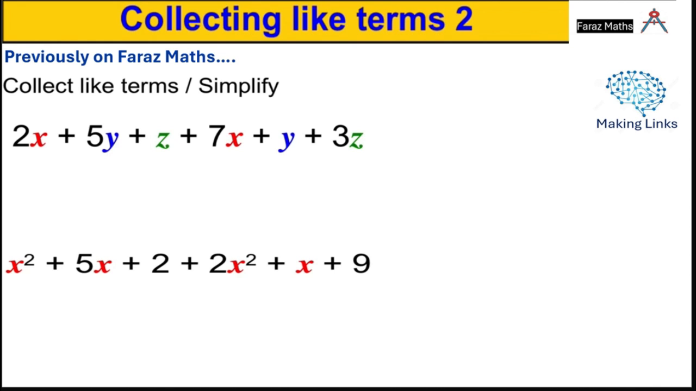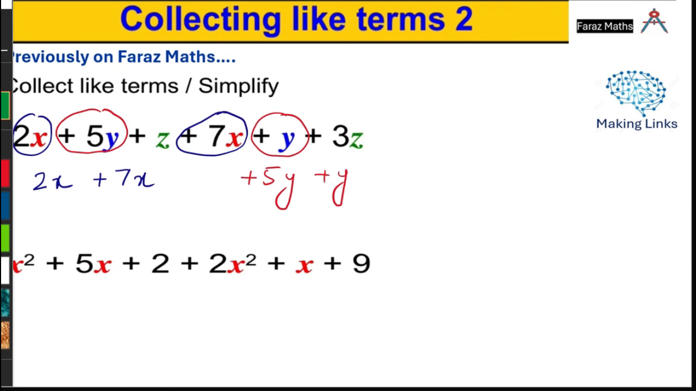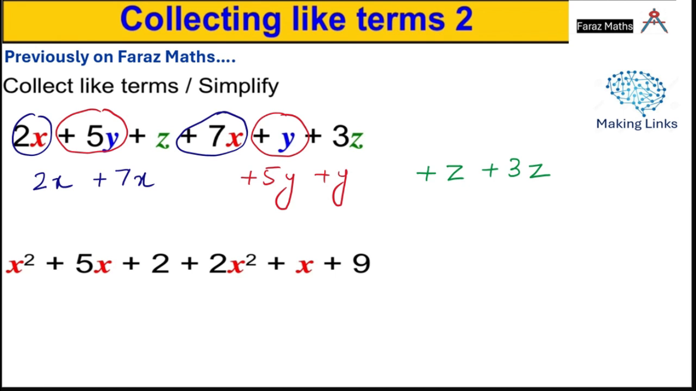So if we do 2x plus 5y plus z plus 7x plus y plus 3z, we first have to collect the like terms. So it is 2x, then plus 7x. After that, we have plus 5y and plus y. And then we have plus z plus 3z.